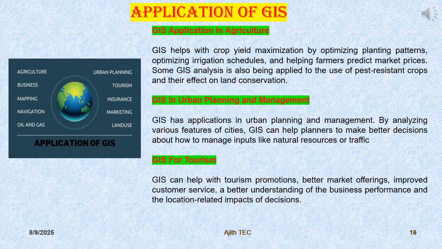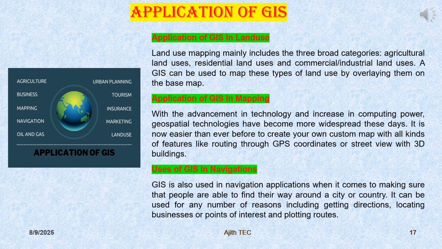GIS can help with tourism promotions, better market offerings, improved customer service, a better understanding of the business performance and the location-related impacts of decisions. Application of Geographic Information System. Application of GIS and land use. Land use mapping mainly includes three broad categories: agricultural land uses, residential land uses, and commercial/industrial land uses. A GIS can be used to map these types of land use by overlaying them on the base map.